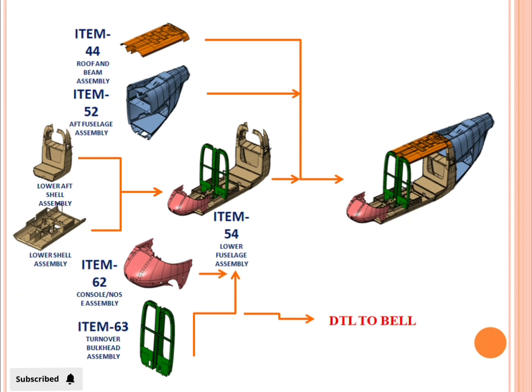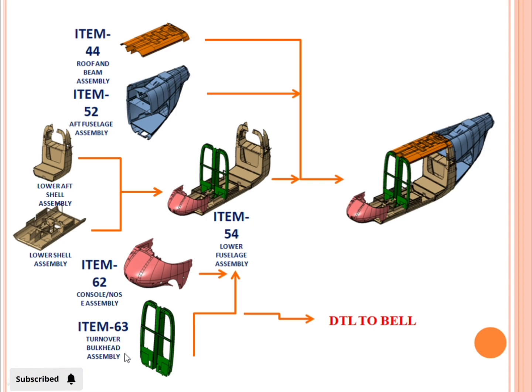So this is the actual classification of sub-assemblies. There are some codes for particular sub-assemblies. Item 44 means roof and beam assembly, where it acts as the roof for the helicopter. Item 52 is aft fuselage assembly. Item 54 is lower fuselage assembly, which contains lower shell assembly and lower aft shell assembly. Item 62 is console nose assembly. Item 63 is turnover bulkhead assembly.